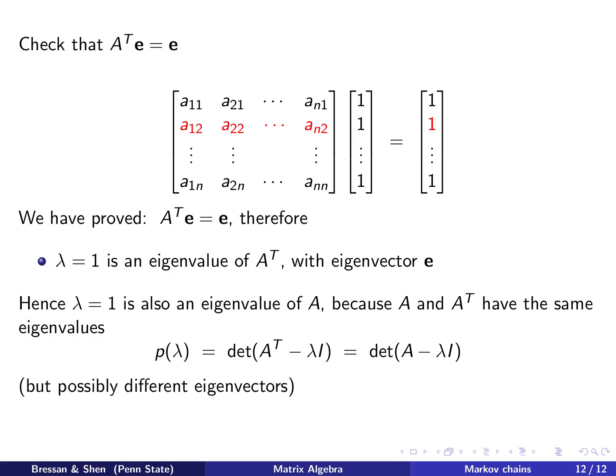Now we can use the property that A and A transpose have the same eigenvalues, because if you write out the characteristic polynomial, the determinant of A transpose minus lambda I is the same as the determinant of A minus lambda I. And therefore lambda equals 1 will also be an eigenvalue of A, not only A transpose. But we have to be careful. For A transpose, we have the eigenvector E here. But for A, we don't know the eigenvector. It's possibly a different eigenvector. So that is some property of this Markov matrix.